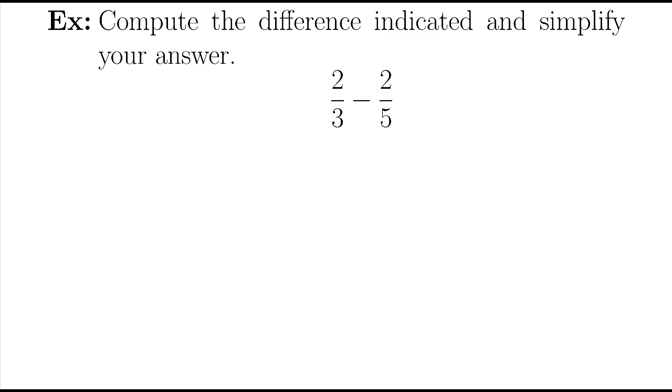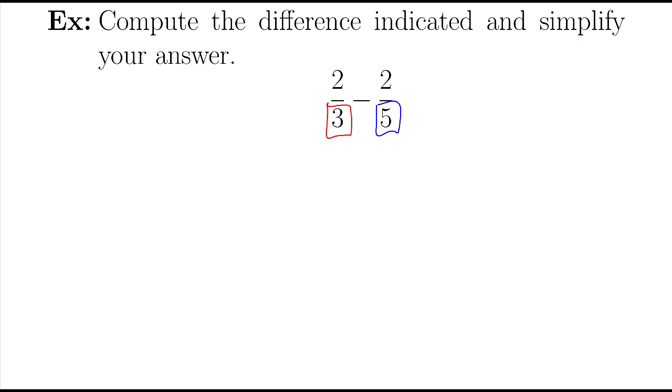All right, so let's start off with the first example. Again, this is coming directly from Hawks. Compute the difference indicated and then simplify your answer. So 2/3 minus 2/5. Okay, notice the denominators are not common, right? We have a 3 here and we have a 5 there. So we want to change the fractions without actually changing their values. Okay, we want another representation for 2/3.